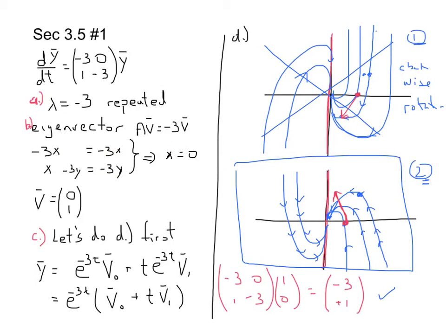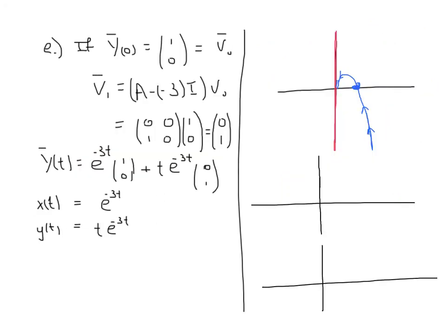Part E asks you to sketch x of t and y of t graphs for the initial condition 1, 0, and I'll do that on the next page. When we're asked to make a sketch of x of t and y of t, we can, of course, look at them specifically. The initial condition is 1, 0. That's v0. The way we find v1 in the case of the double repeated eigenvalue is A minus lambda I times v0. Do the math, we end up with 0, 1, which is consistent, that is in the eigenvector direction. So here's our solution.